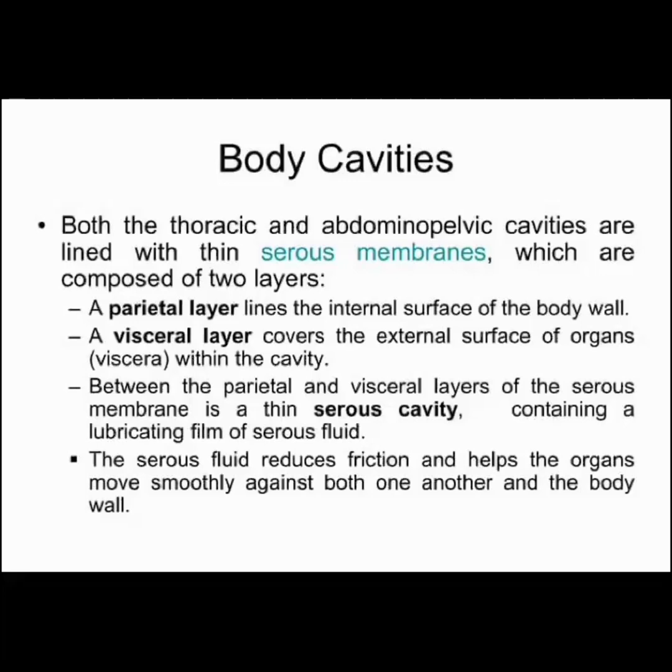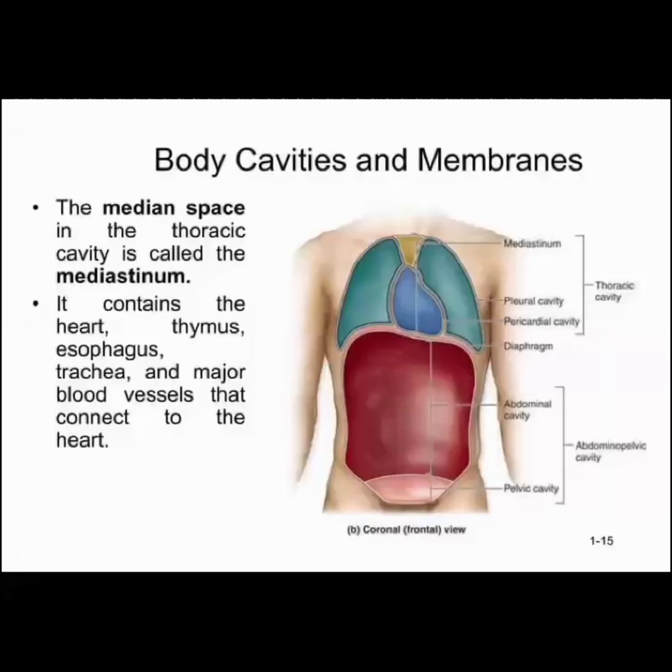Next, between the parietal and visceral layers of the serous membranes is a thin serous cavity containing a lubricating film of serous fluid. The serous fluid reduces friction and helps the organs move smoothly against both one another and the body wall. The median space in the thoracic cavity is called the mediastinum. It contains the heart, thymus, esophagus, trachea, and major blood vessels that connect to the heart.